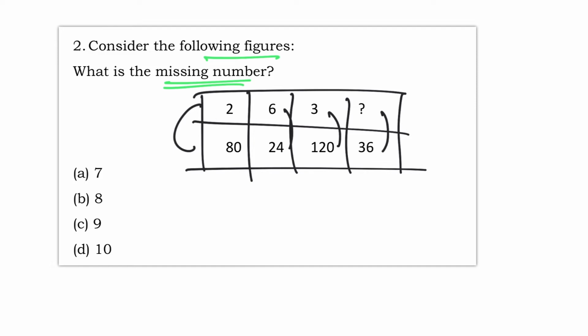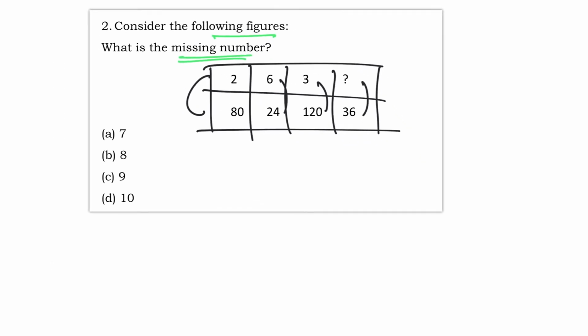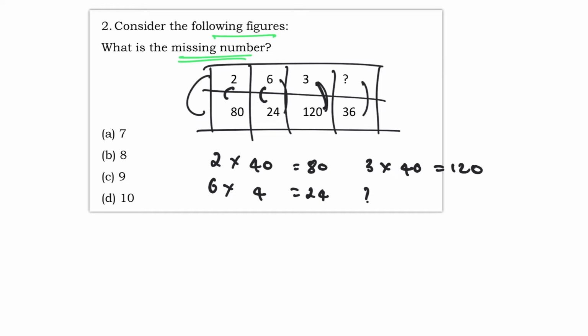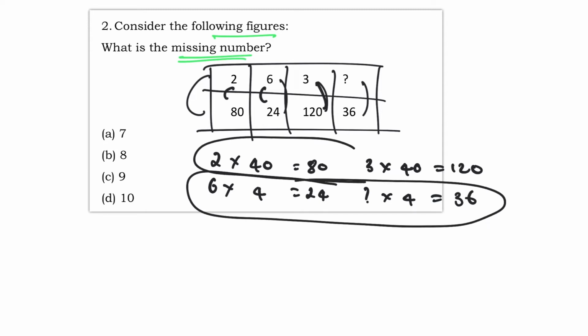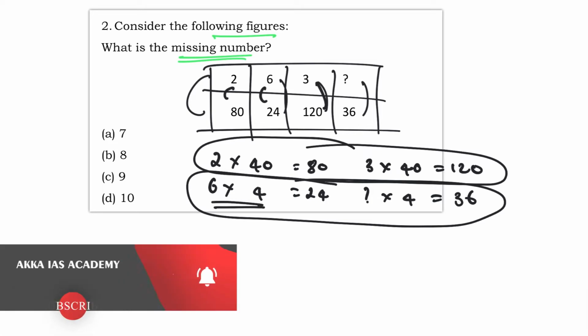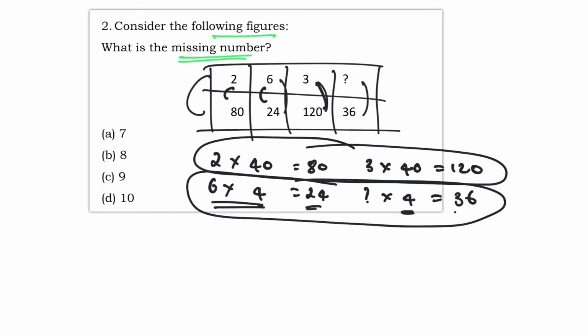Okay, so see here, friends, you will get a pattern here. So 2 into 4 is 8, whereas 2 into 40 will be 80. Okay, so 6 into 4 is 24 here. Similarly, 3 into 4 is 12, whereas 3 into 40 is 120, and question mark into 4 shall be 36 here, my dear friends. Okay, so according to this reference, see here, these two references are the same. 2 into 40 is 80 and 3 into 40 is 120. Therefore 6 into 4 is 24 and question mark into 4 shall be 36.